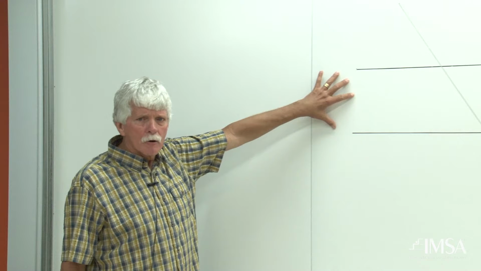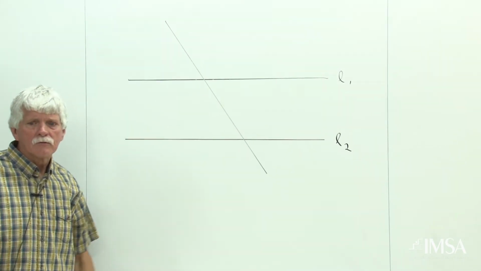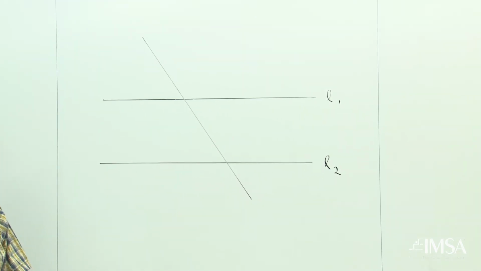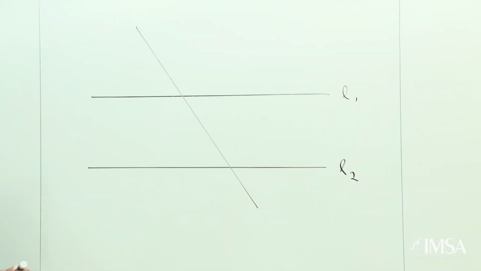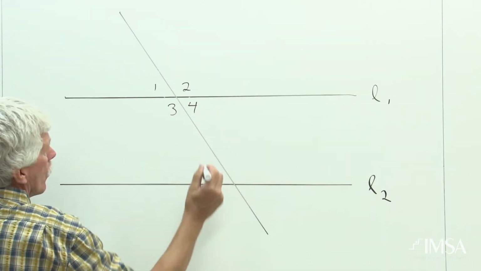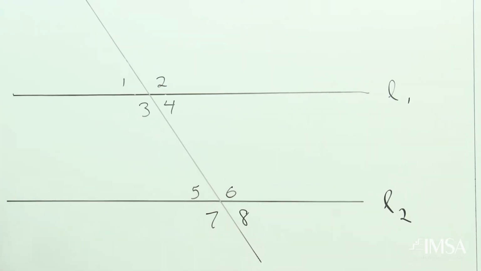Focusing on angles that are formed when parallel lines are cut by a transversal. Here we have parallel lines labeled L1 and L2, and the other line is a transversal. Now the first thing I'm going to do is number each of the 8 angles that are formed here. Angle 1 and 2, 3, 4, 5, 6, 7, 8.